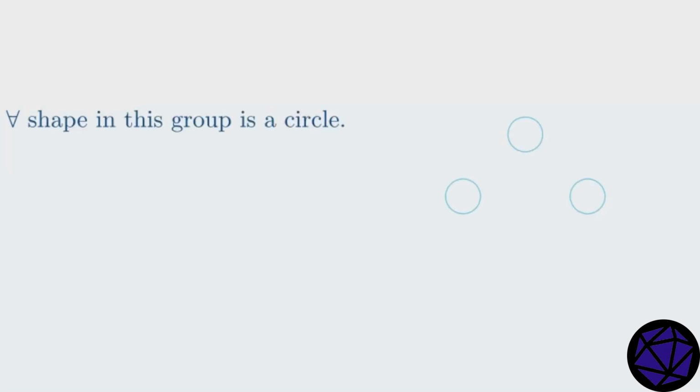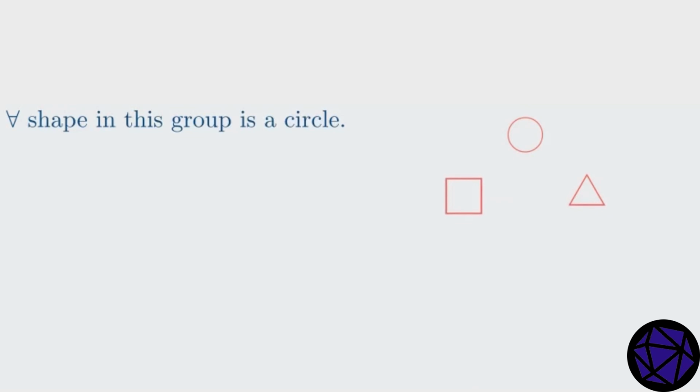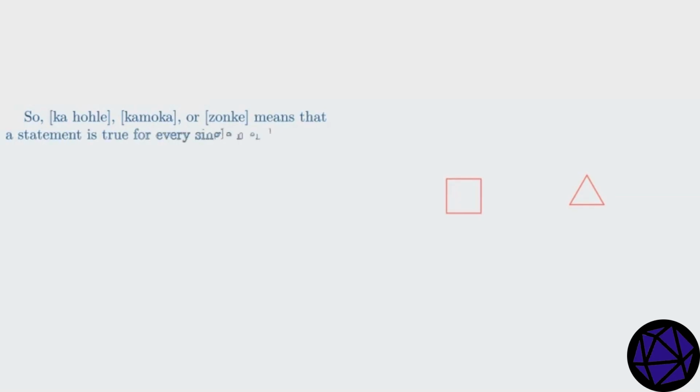Let's use our shapes again. Here we have three circles. We could write: for all, every shape in this group is a circle. This is true because every shape is a circle. Now let's look at a different group. If we said for all, every shape in this group is a circle, that would be false. The square and the triangle are not circles. So ka hohle, ka moka, or zonke means that a statement is true for every single member of a set.